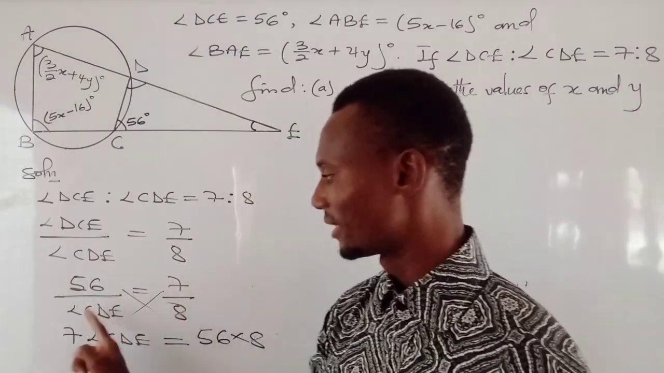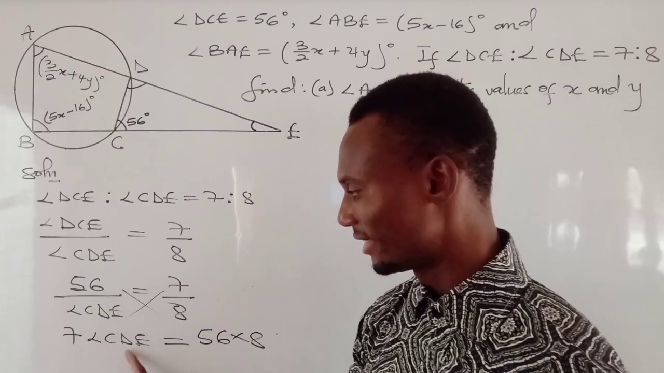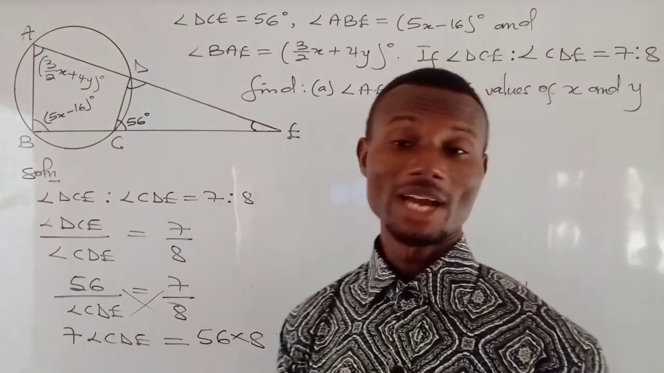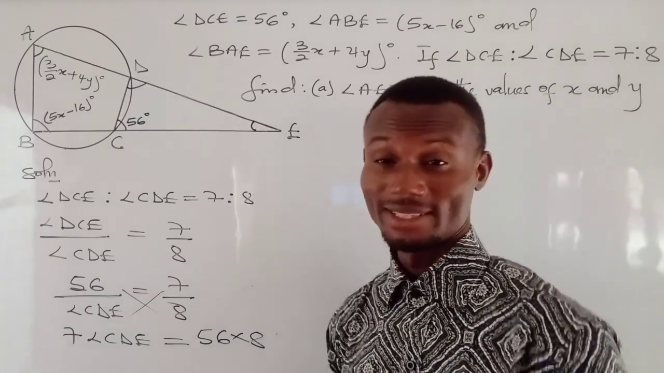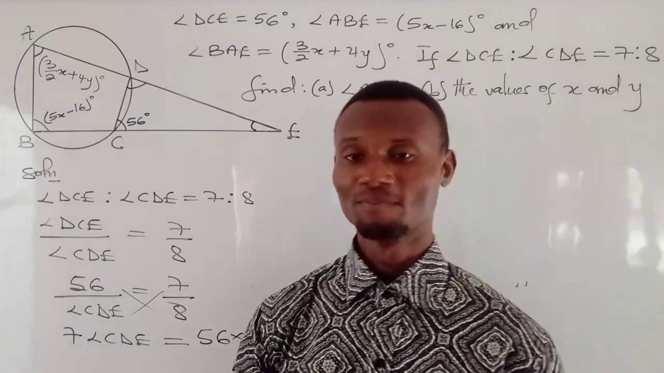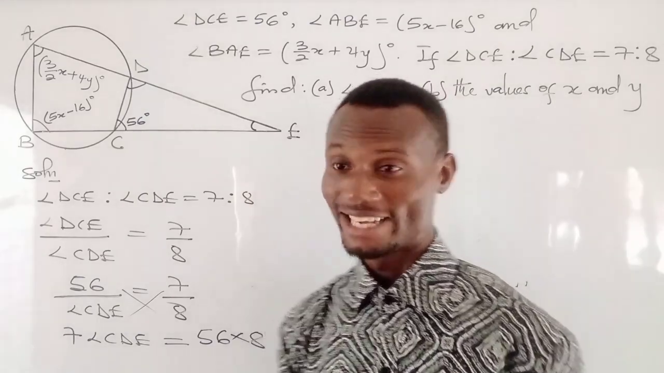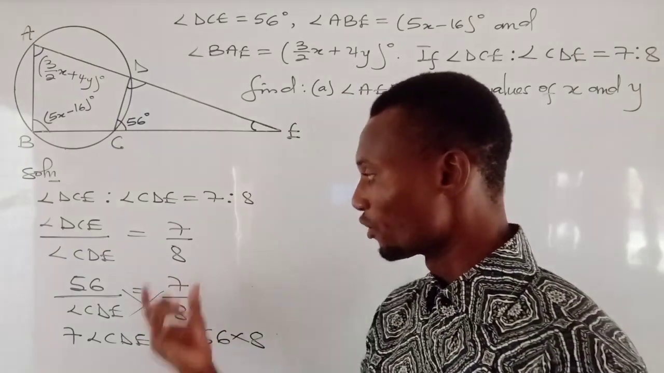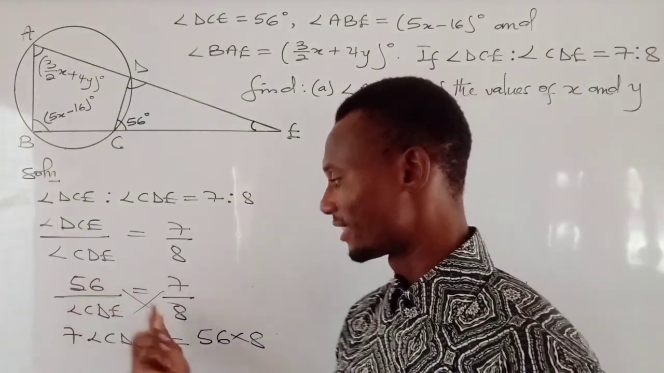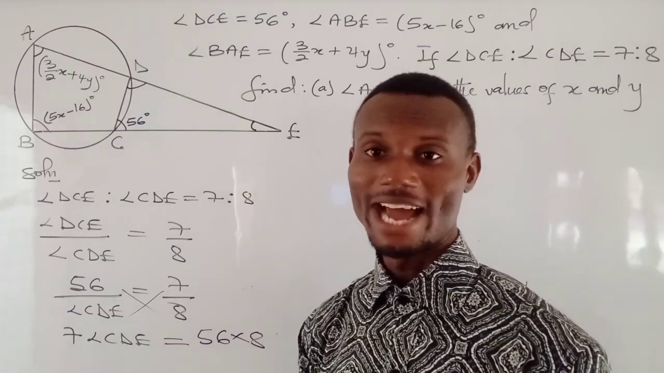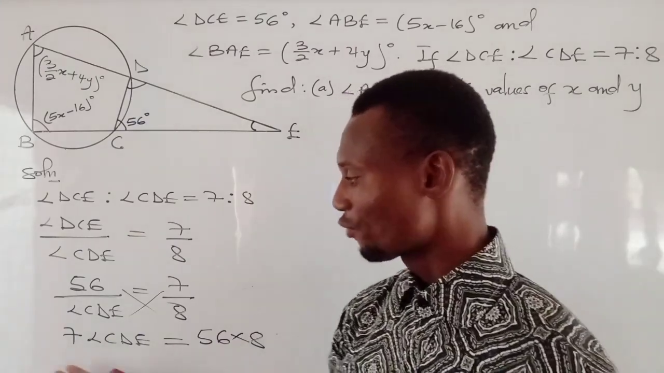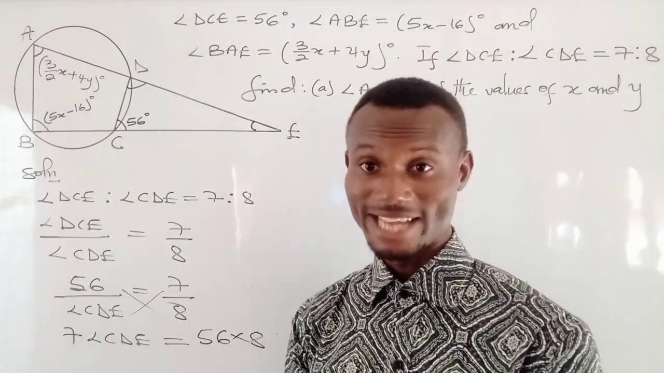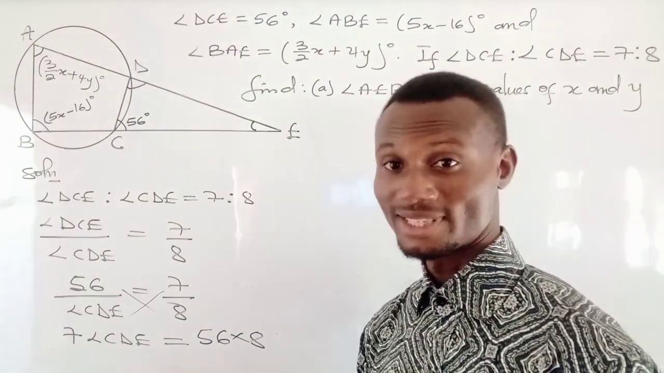So 7 times the angle CDE gives 7 angle CDE, and the 56 times the 8, I'm writing 56 times 8. You can just multiply and put the value there. It's the same thing. I just don't want to work with big values. That's why I've maintained it as 56 times the 8. If you choose to put the value for multiplying the 56 times the 8 here, it's the same thing. I just don't want to work with big values because when we divide through by the 7, you can see that the simplification will be much easier. So that's why I wrote it in this form.